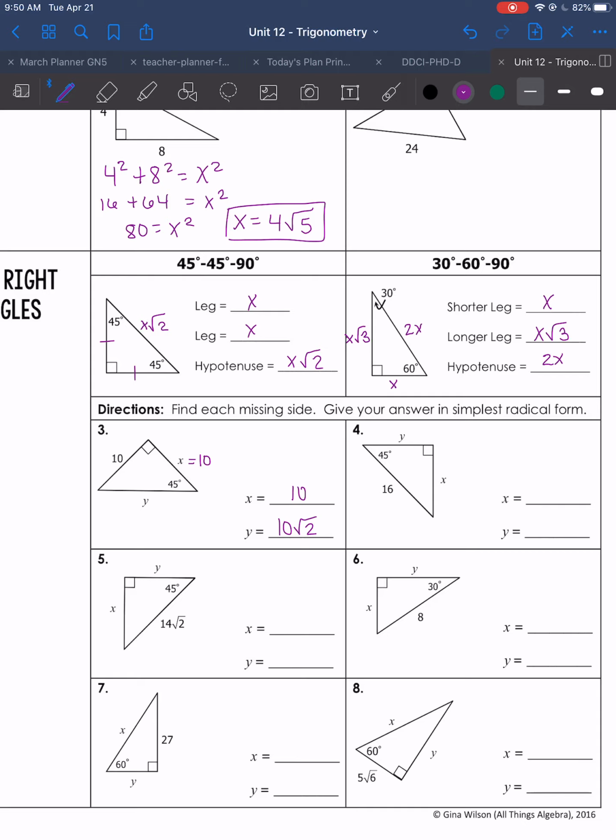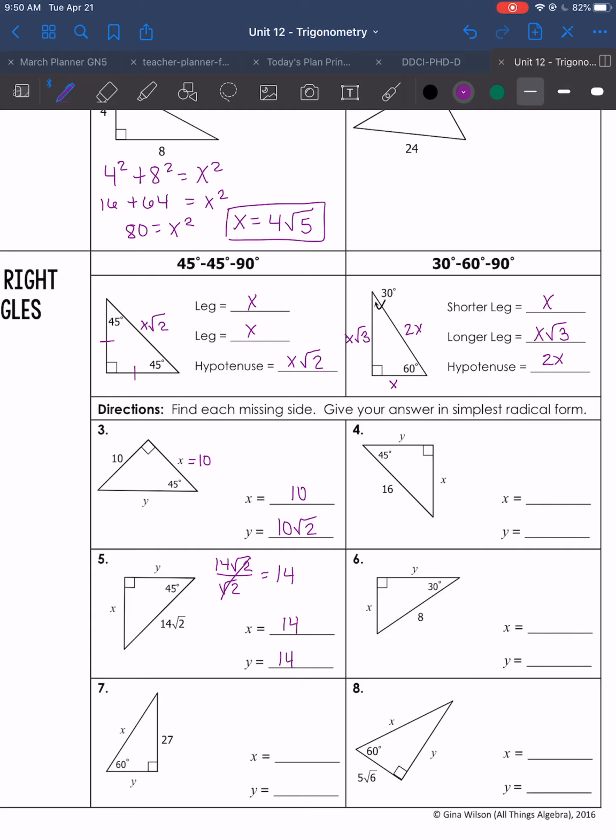We have our hypotenuse, which is 14 square roots of 2, so then you would take 14 square roots of 2 and divide it by square root of 2, so those just go away and you get 14. So both of your legs are 14.